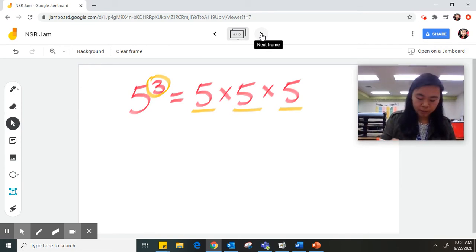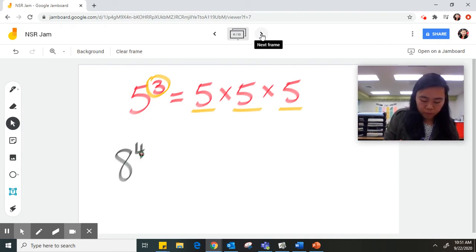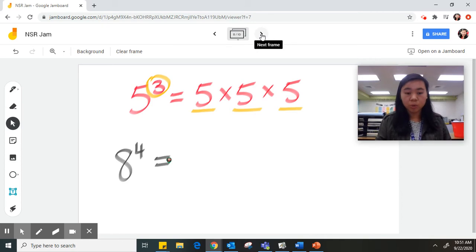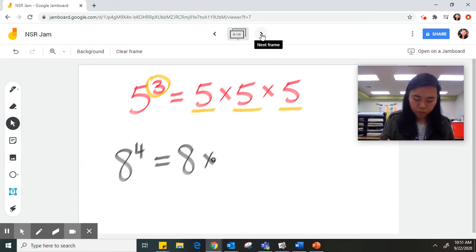Let's do another example. How about 8 to the 4th power? Okay, so my 8 is my base. It's the one that I'm going to see over and over and over again. How many times? 4 times. So 1, 2, 3, 4.